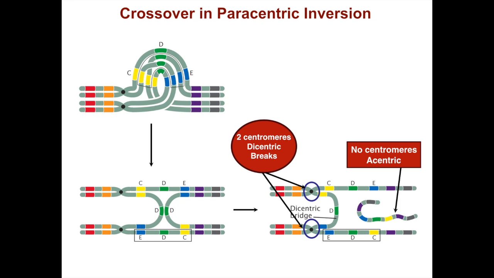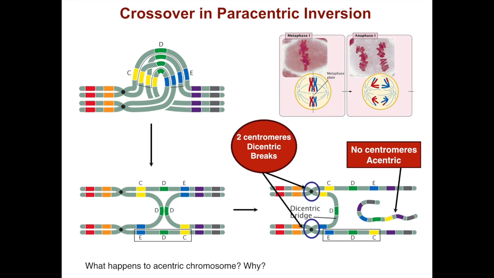So why might this be a problem? Why would the acentric chromosome not get passed on to the next generation? Well, the centromere is necessary for attachment by the spindles during meiosis. These chromosomes do not get passed to the daughter cells that are produced after anaphase 1.